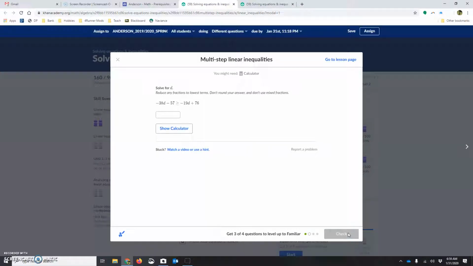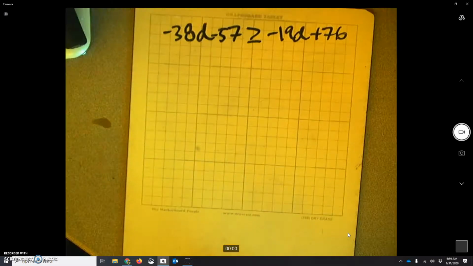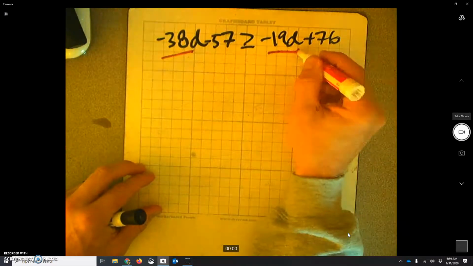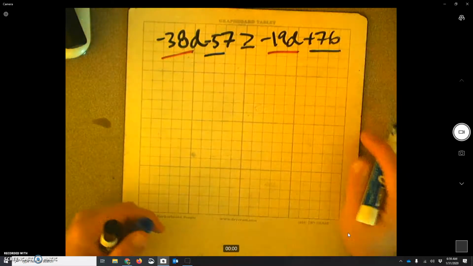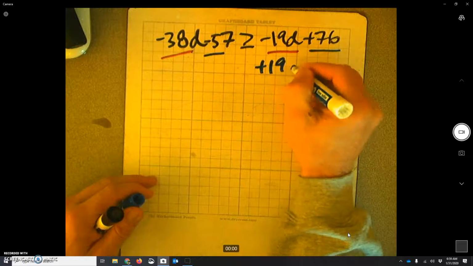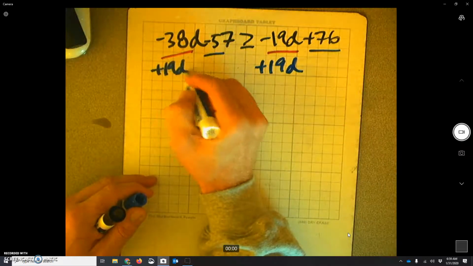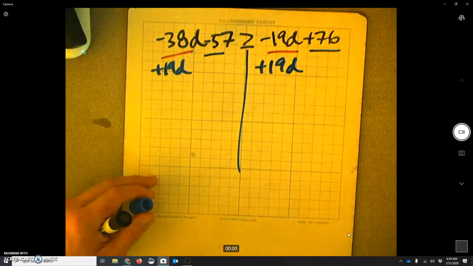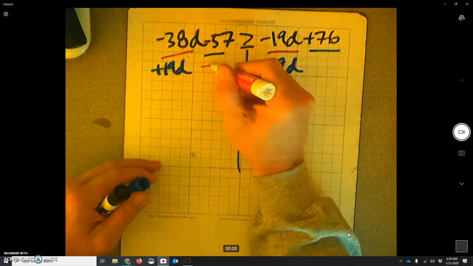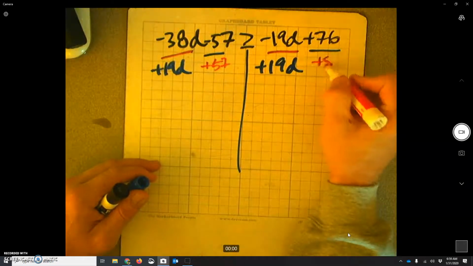Okay, so here's our next question. We have negative 38d minus 57 is greater than or equal to, that little line underneath means and equal to, 19d plus 76. Okay, so here we are. Moving variables to one side and constants to the other. All right, so we'll move variables to the left. So I'm going to add 19d to both sides. This is our both sides line, wherever that inequality or equal sign is. So I did the colors backwards too, whatever. And then plus 57, plus 57.